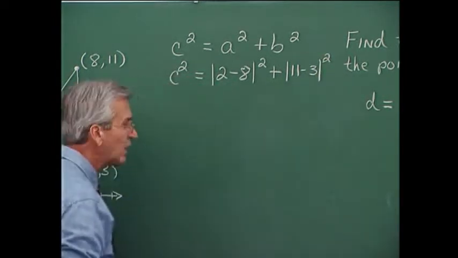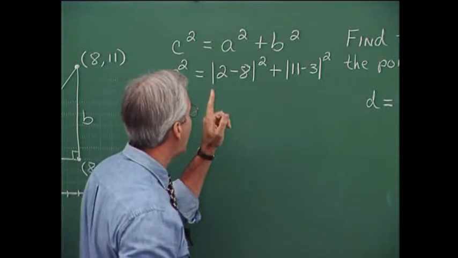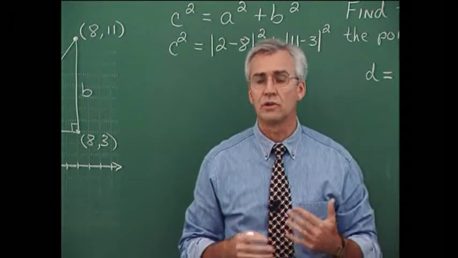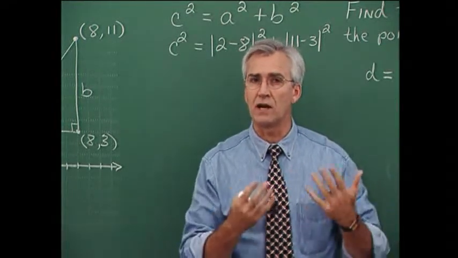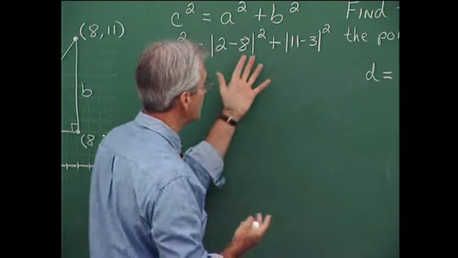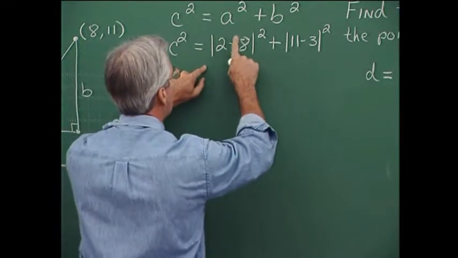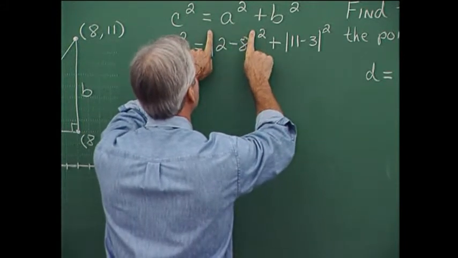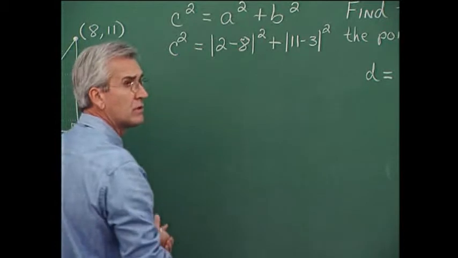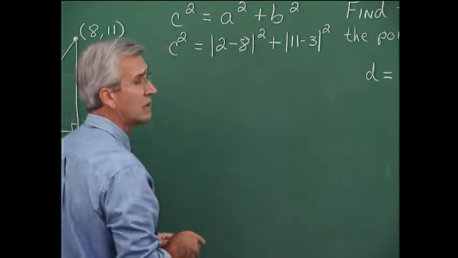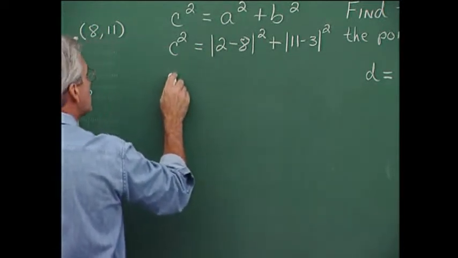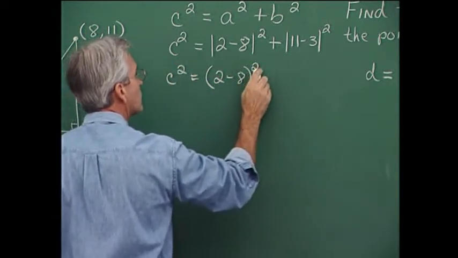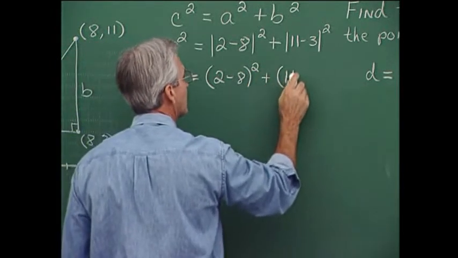Now, recall that the absolute value was put into this distance problem to assure ourselves that we have a positive value that we're dealing with. Well, in this environment, whether the number here is positive or negative, if I take out the absolute value symbol, when I square a positive or negative number, I'm going to get a positive result. So really, the absolute value symbols are not necessary. So I could say then that c squared is (2 minus 8) squared plus (11 minus 3) squared.